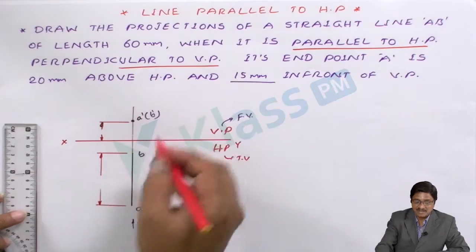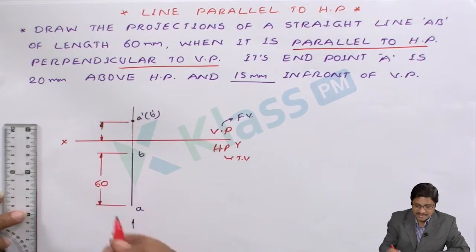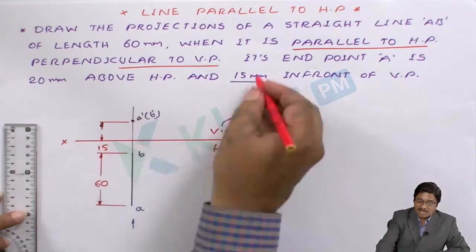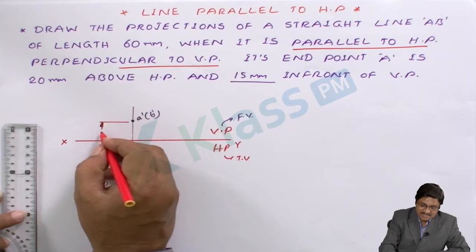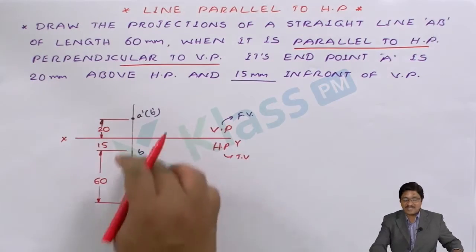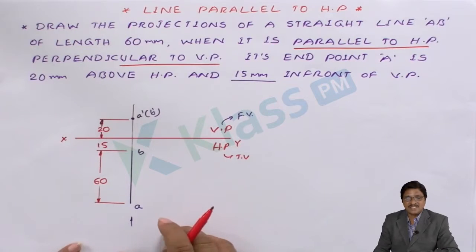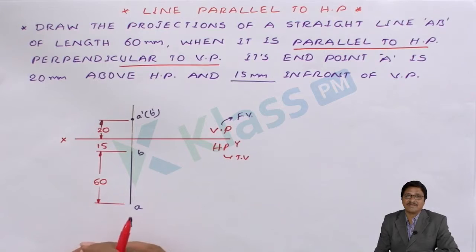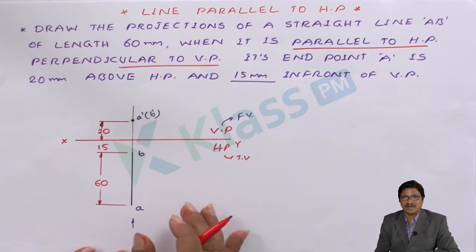What is the dimension here? The length of the line is 60 mm. Next, how much is it in front? It is 15 mm. How much above? These are the HP details and VP details. They should be taken from the problem given, and then you can complete with the dimensions. I am skipping this part so that you can save time once you are strong in fundamentals. So let me check other condition problems.